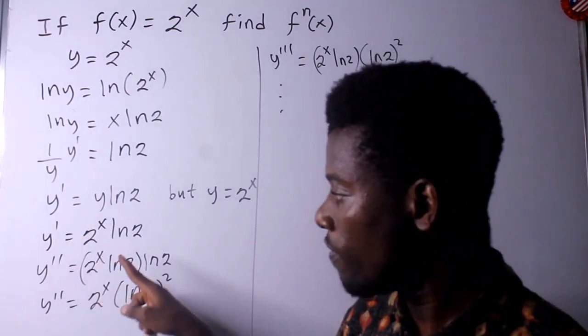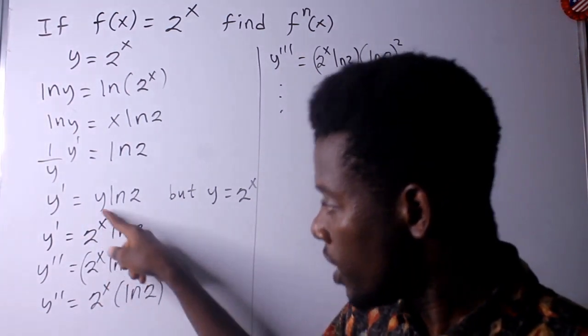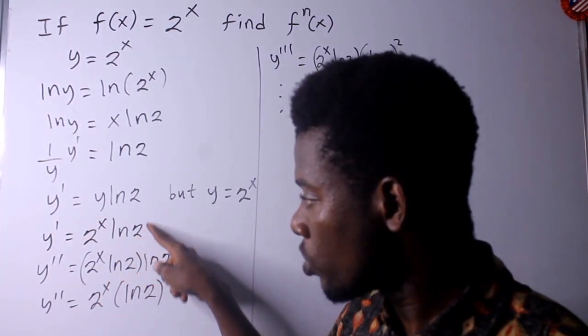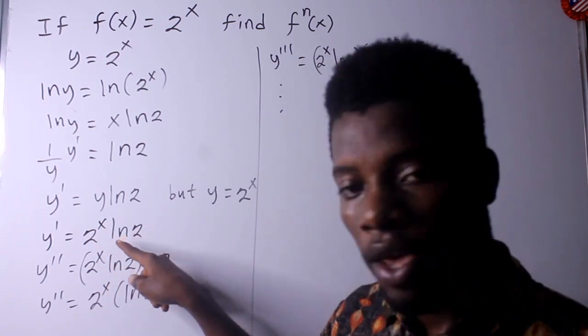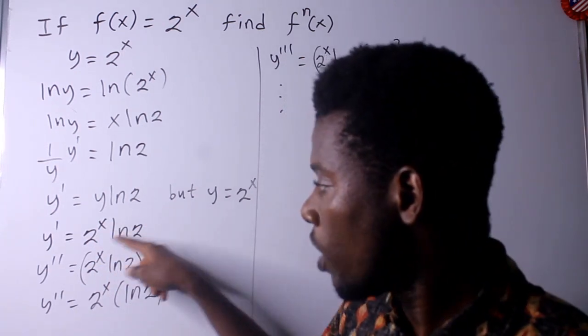For the first derivative, I have 2 raised to the power of x here, and I have ln of 2 raised to the power of 1.